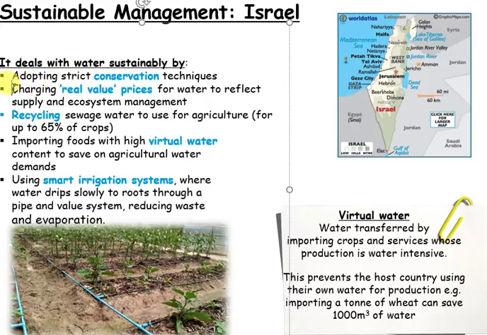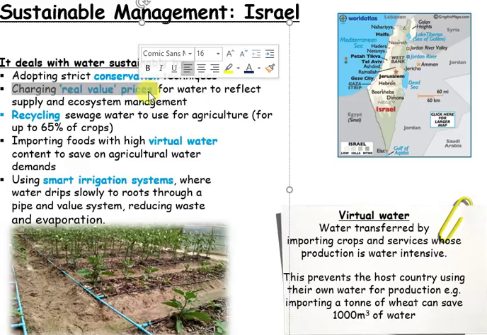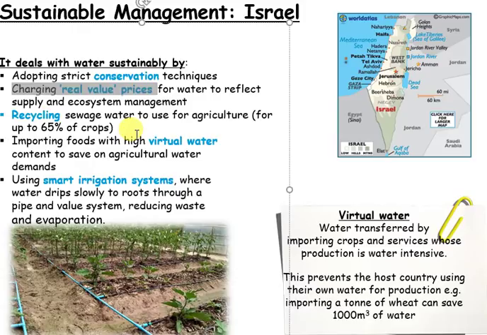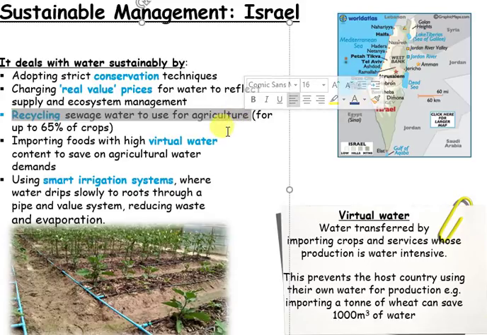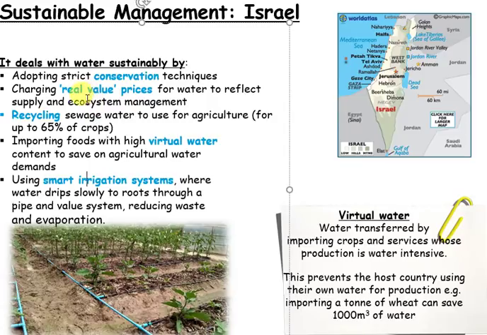What else do they do? They charge real value prices to reflect the supply of the water and the cost for managing ecosystems. So it's probably going to be a bit more expensive. Hence, they encourage you to use less. They also recycle sewage water to use for agriculture. And sick, because obviously agriculture is one of the biggest demands globally. So if we can use smart irrigation, use less, and recycle wastewater to water crops with, then you know we're a long way there to solving the problem, aren't we?